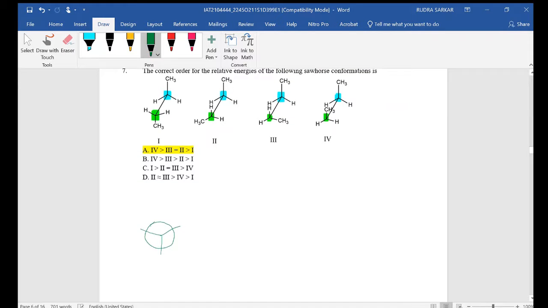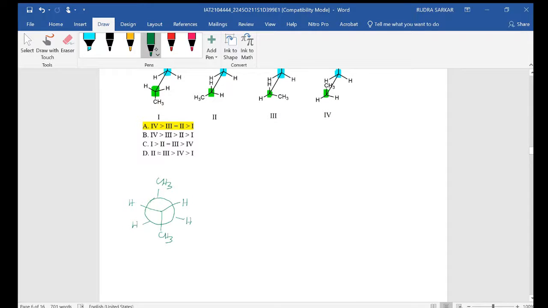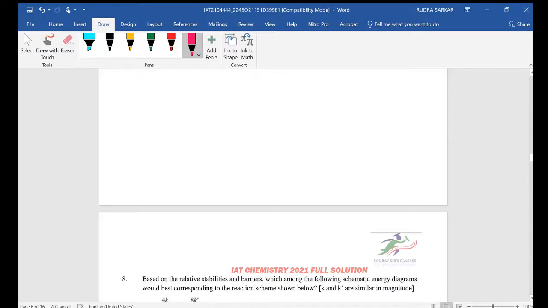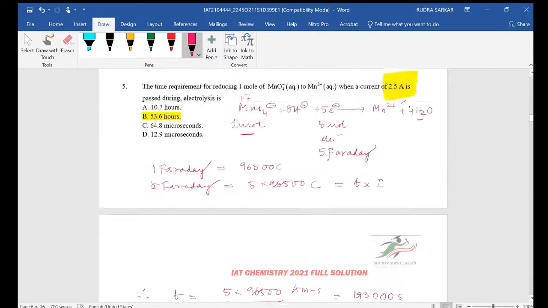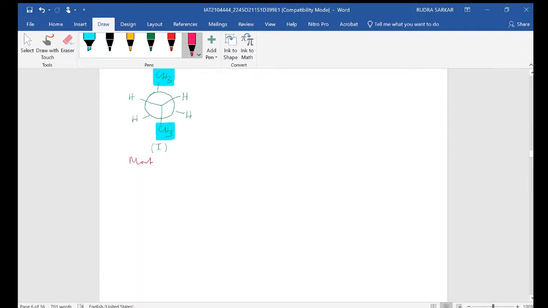So the first one that we will see over here, this is CH3, H, H, and that is going to be CH3. This is going to be H, and that is going to be H. And that is the number one molecule, where the CH3 groups are lying far apart. So this will be the most stable anti-staggered.